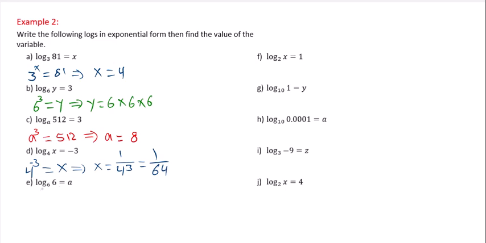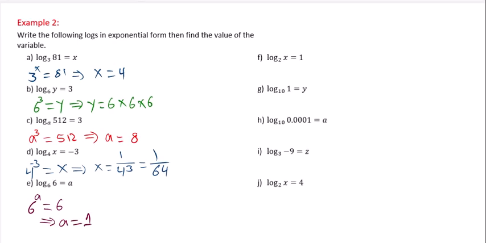Let's go for E. Log base 6 of a equals 6. It means 6 to the power of a equals 6. It means a equals 1. We are given log to base 2 of x equals 1. It means 2 to the power of 1 equals x. And that means x equals 2 to the power 1, which simply equals 2.